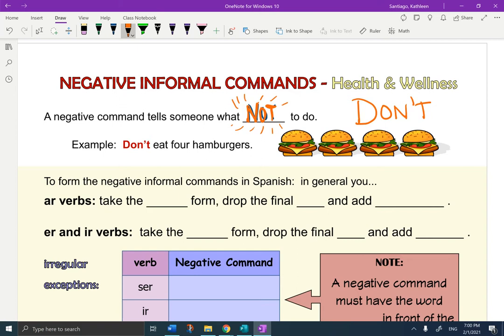Well, how do we form the negative commands in Spanish? In general, for AR verbs, you're going to take the yo form, drop the final O, and add the opposite vowel and an S. For ER and IR verbs, again, you're going to take the yo form, drop the final O, add the opposite vowel and an S. So AR verbs, yo form, drop the O, opposite vowel, add an S. ER and IR forms, yo form, drop the final O, add an AS.